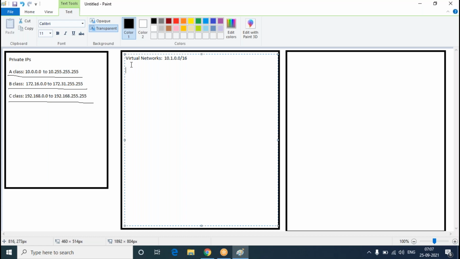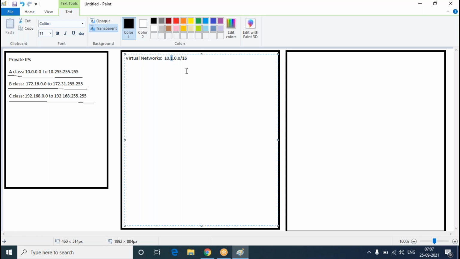Anyway, virtual network. The IP is divided into 4 octets here. Each octet is 8 bits, and this is another octet of 8 bits, and this one is also another octet of 8 bits. This is a very big, huge networking topic. We'll not go into that side. ICND1, ICND2 are 2 different courses. We'll talk about it. So we reserved 2 octets by giving 16 here. So total 16 bits we blocked.